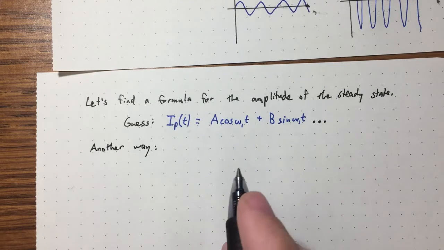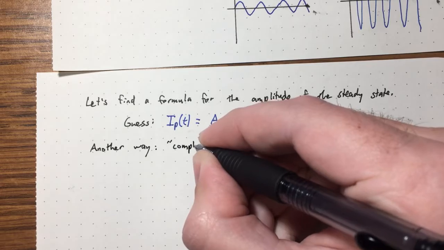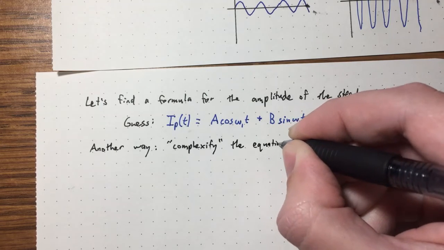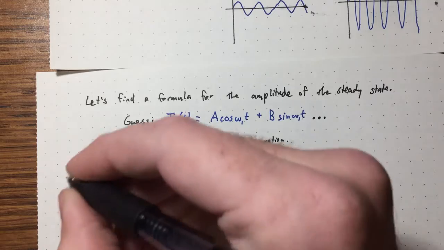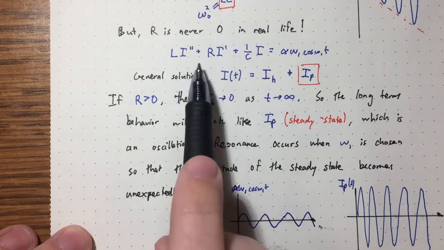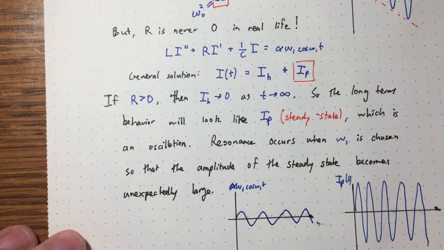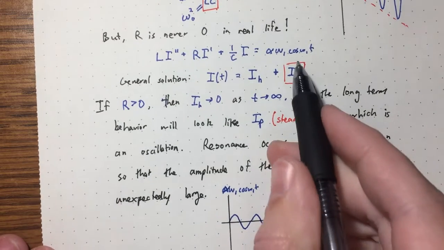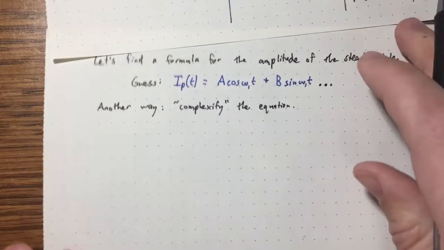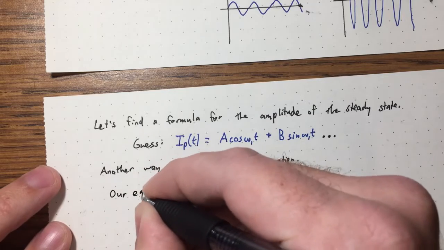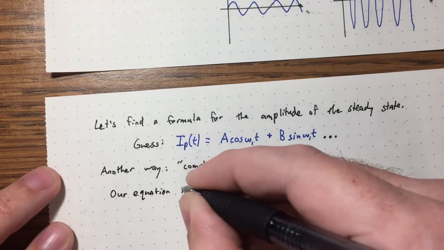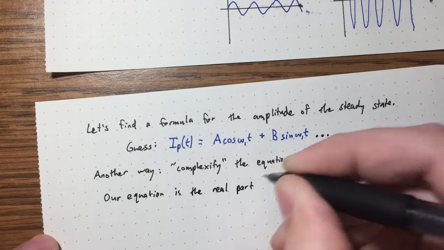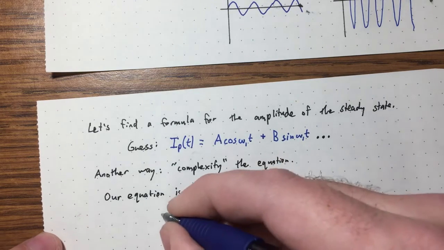I'm going to do what's called complexifying the equation. So to complexify the differential equation, what do I mean by that? Here's our differential equation. And whenever I see a cosine, the first thing I think is that this is actually just part of an exponential function. This is the real part of the complex exponential. So you can view this differential equation that we have as the real part of a complex differential equation.